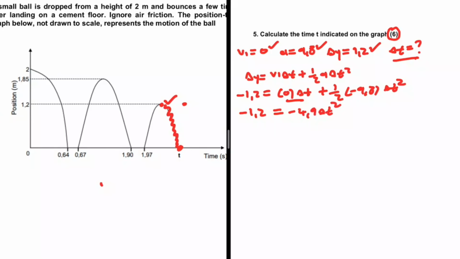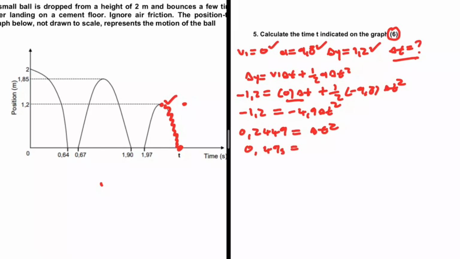So what we need to do is to divide both sides by minus 4.9. So let me just go ahead and do that. I am getting 0.2449. I'm rounding off to 4 decimal places because I'm not at the final answer. This is equals to delta t squared. So let's go ahead and take square roots on both sides. When I do that, I get 0.49.